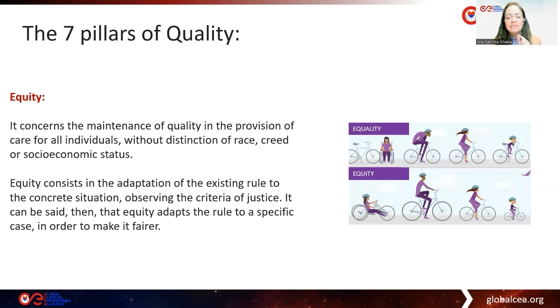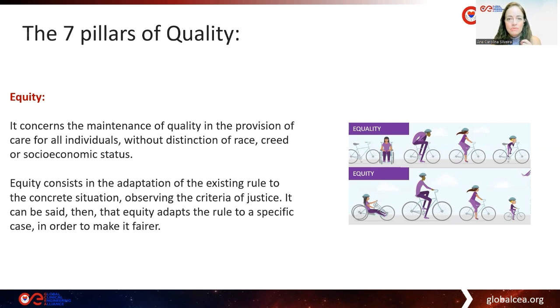Equality occurs when I give the same thing, provide the same service, to everyone. Equity occurs when I give something or provide the service that each person needs. So this image shows us that if we bring the same bike for all of those 4 people, we provide equality. But in this case, for the child, this bike is big. For the woman, the bike's okay. For the man, the bike's small. And for the person in a wheelchair, it's impossible to ride.